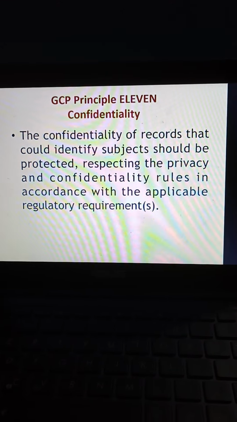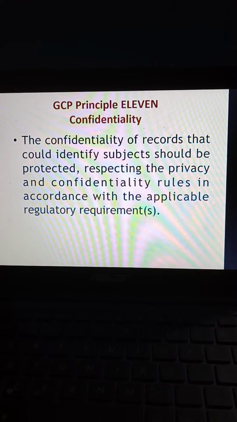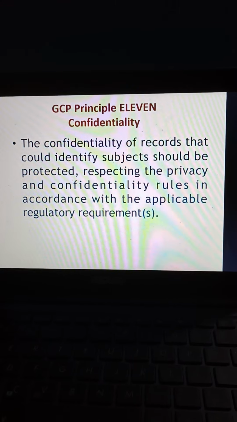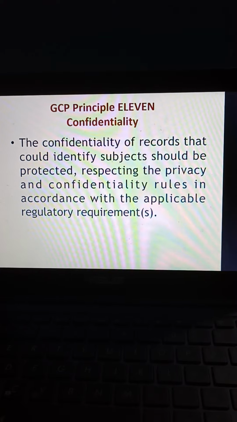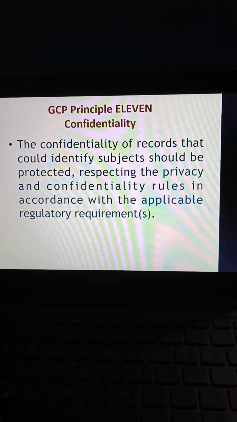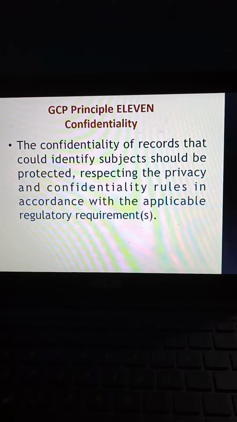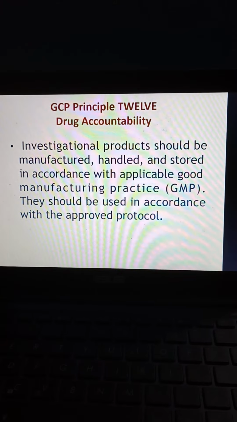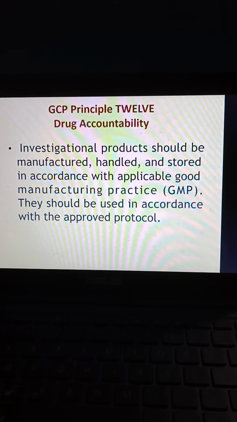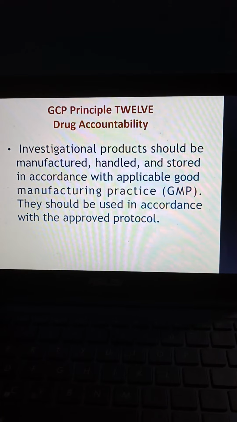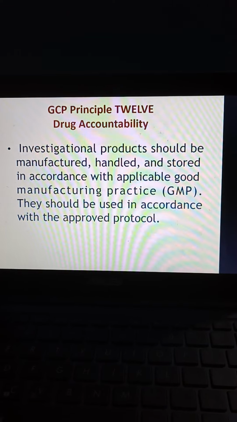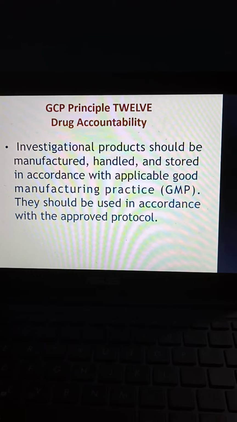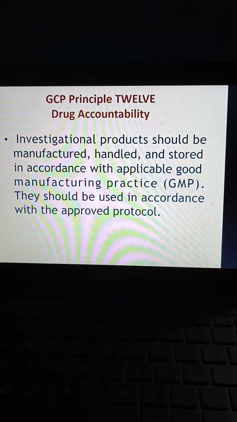Then GCP Principle 11: Confidentiality. The confidentiality of records that could identify subjects should be protected, respecting the privacy and confidentiality rules in accordance with the applicable regulatory requirements. Then GCP Principle 12: Drug accountability. Investigational products should be manufactured, handled and stored in accordance with applicable good manufacturing practice (GMP). They should be used in accordance with the approved protocol.